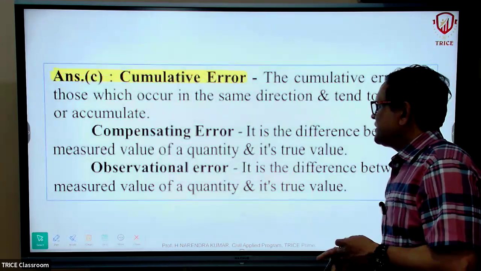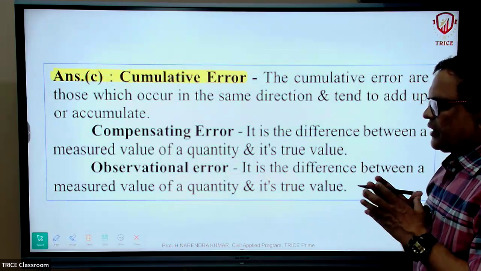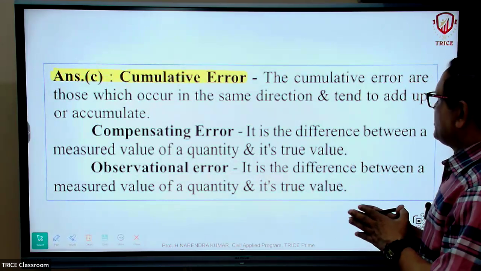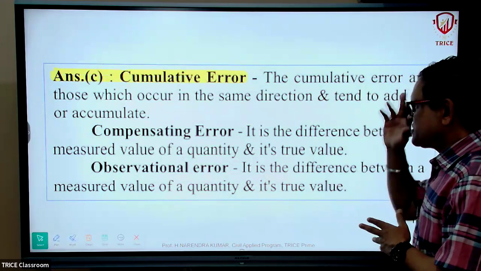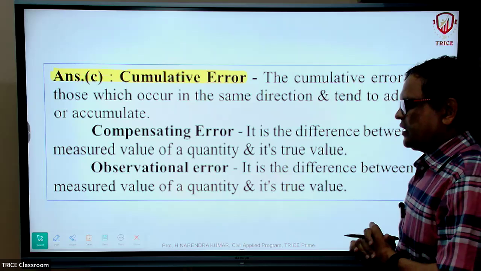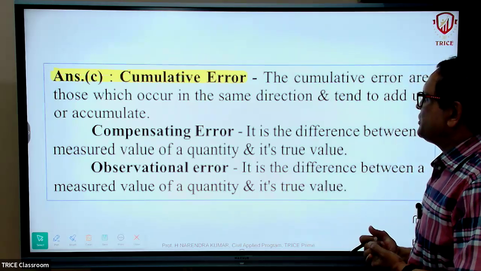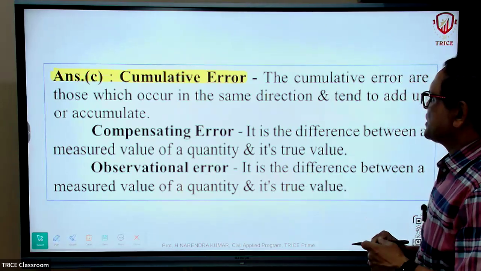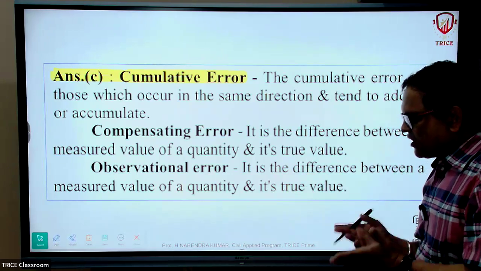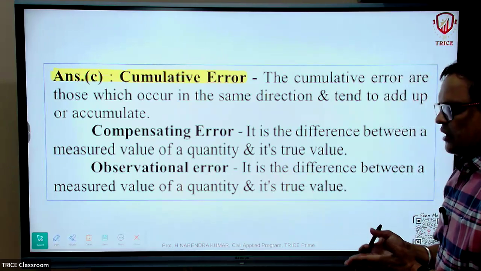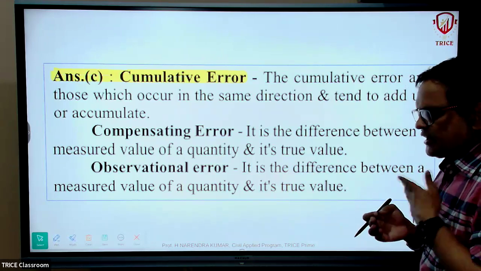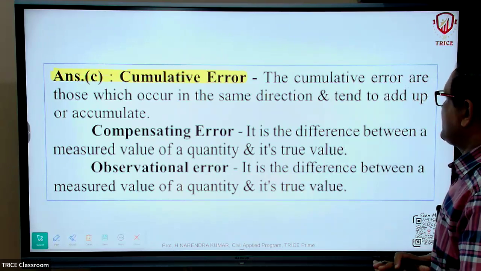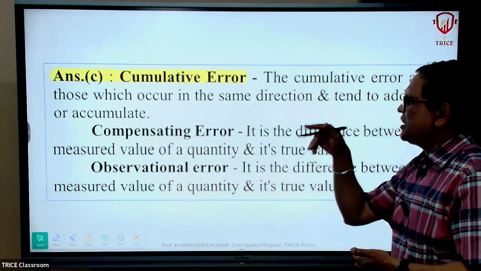So you need to understand that if the ranging is bad, it is a cumulative error. Okay. So what is a cumulative error? What we learned actually in the first or second question, cumulative errors are nothing but systematic errors. The cumulative errors are those which occur in the same direction. So if it is bad ranging, automatically the errors will accumulate in a single direction. So that is why bad ranging comes under cumulative error. They tend to add up or accumulate. That is why it is called cumulative.